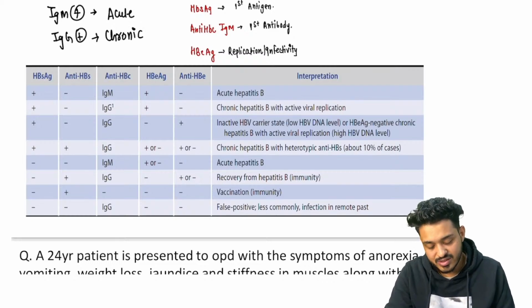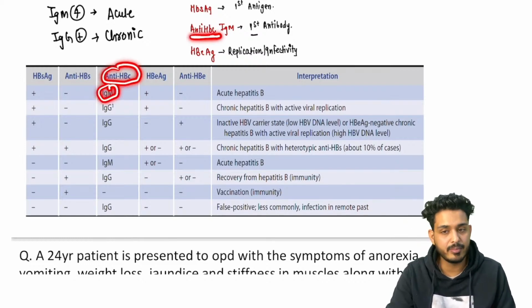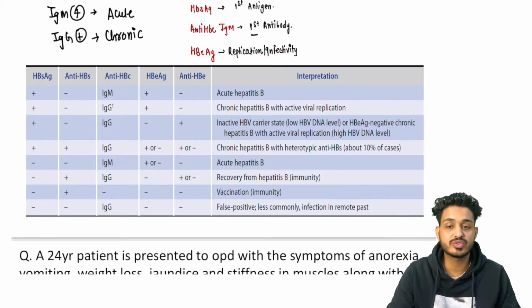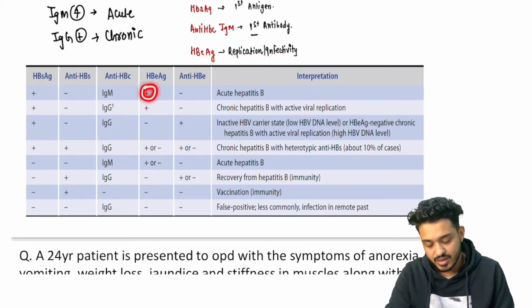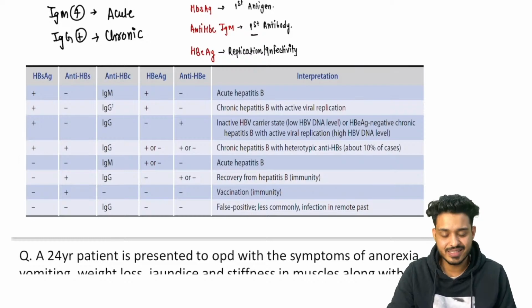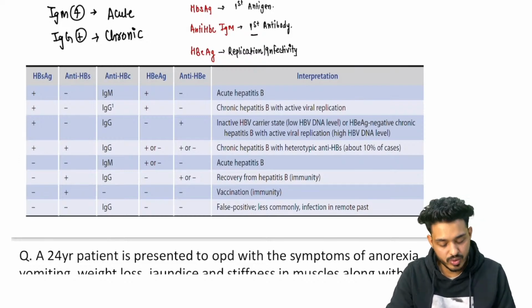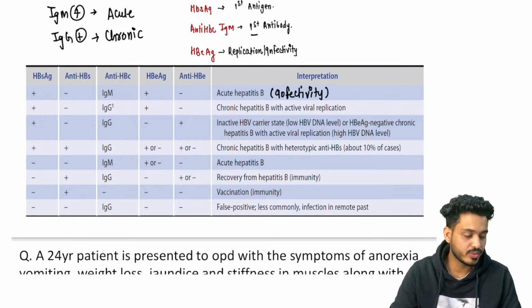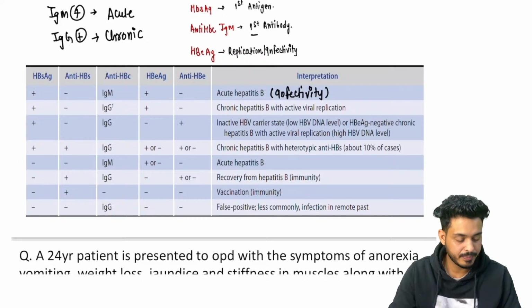Right? So which is the first antibody that is going to come? That is going to be your anti-HBc antibody. So we are having this IgM, मतलब क्या है? Infection कैसा है? Acute है. Third thing, this HBeAg is positive. That means it is showing the infectivity, right? So what kind of hepatitis B is it? It is an acute hepatitis B with high infectivity, right? So this is going to be the first thing.